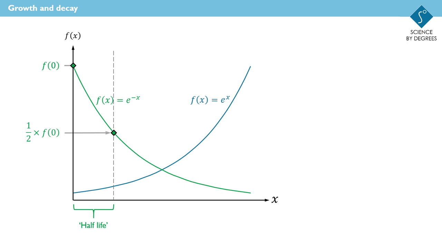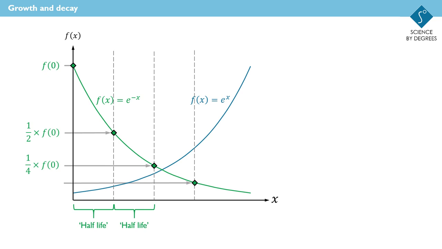So how long does it take to get from half of the initial value of the function to half of that? Well, half of f of 0 is a quarter of f of 0, and the time taken, or the value of the x-axis in this case, at which that happens, is the same increment along the x-axis as it was first time round. And if we carry on, we have another half-life.